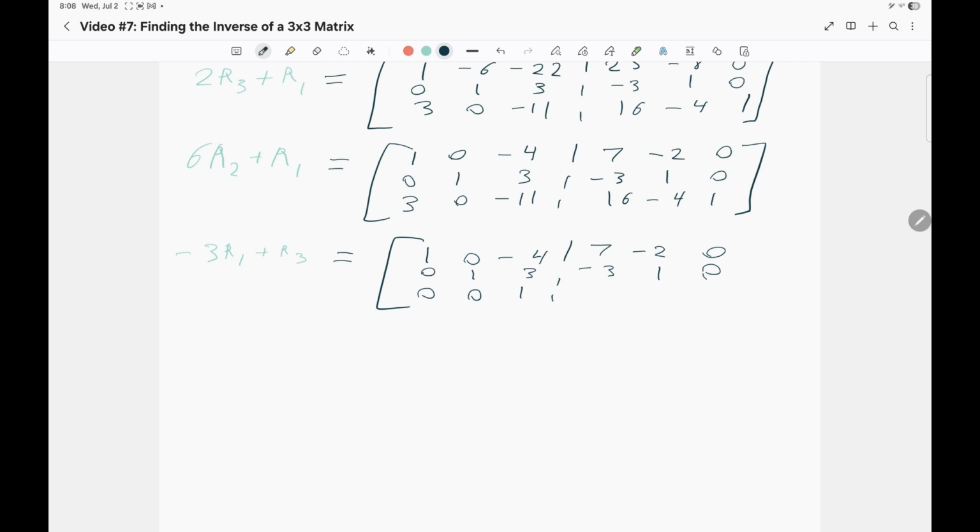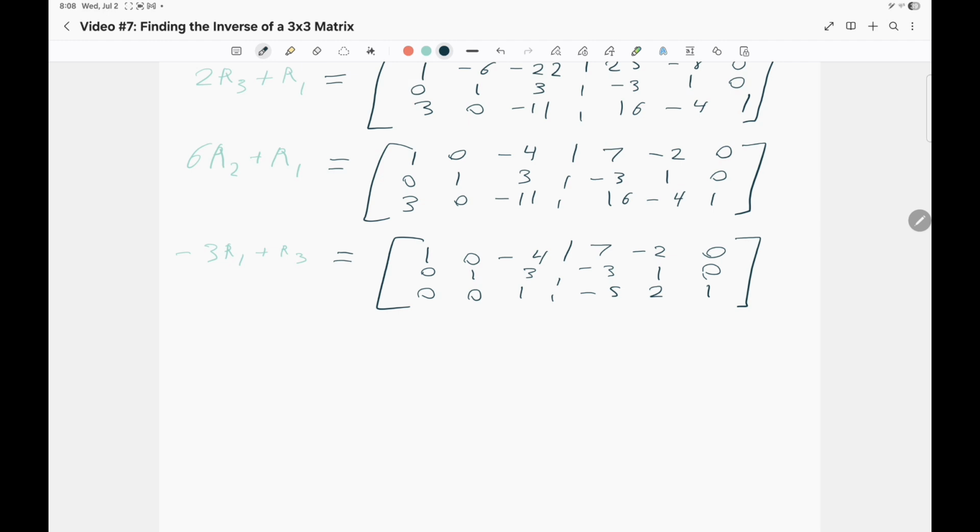Negative 3 R1 plus R3. Okay, so negative 3 times 7 plus 16. Negative 21 plus 16. That's negative 5. Negative 3 times negative 2, 6. Negative 6 plus negative 4... I mean, 6 plus negative 4, 2. Negative 3 times 0, 0 plus 1, 1. All right, negative 5, 2, 1. So our bottom row is done.